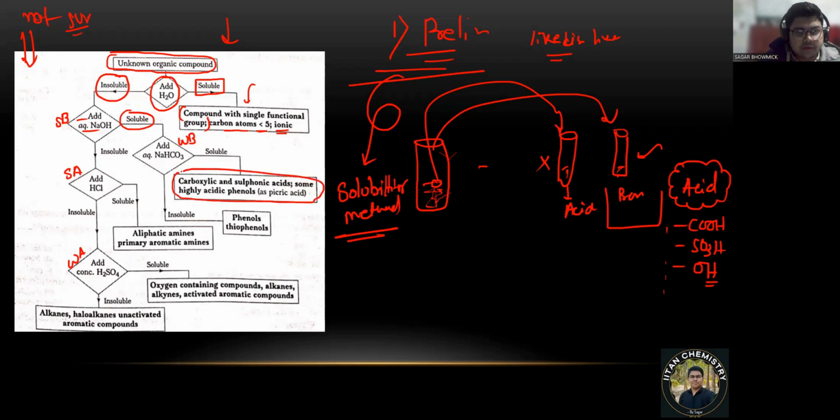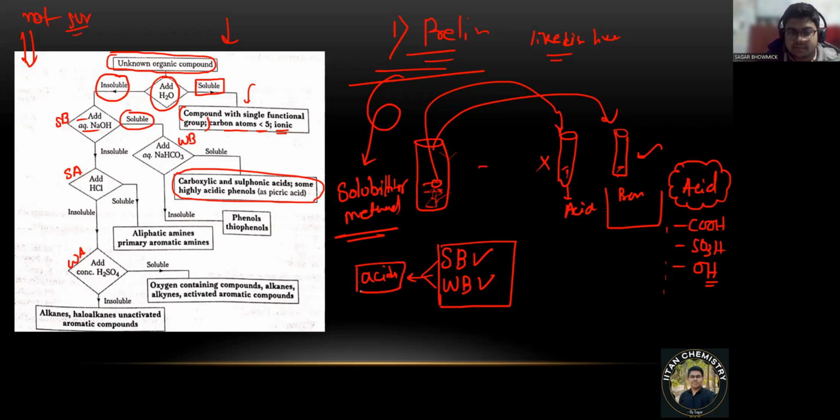I'm telling you why. Your compound is dissolving in strong base. Your compound is dissolving in weak base also. If your compound is dissolving in both strong base and weak base, then definitely the compound should be very much acidic. Acidity should be very high. If your acid is weak, then it will dissolve in strong base even. Sorry, I'm making you confused. If the acid group is very much acidic, then it will dissolve in both strong base and weak base.